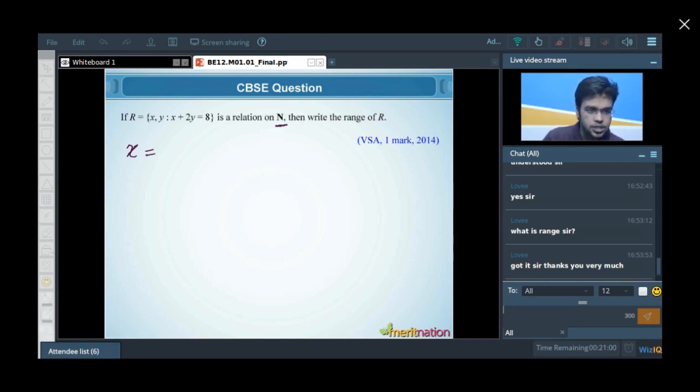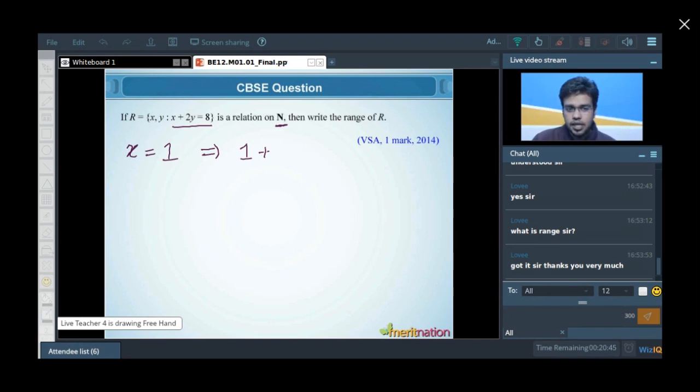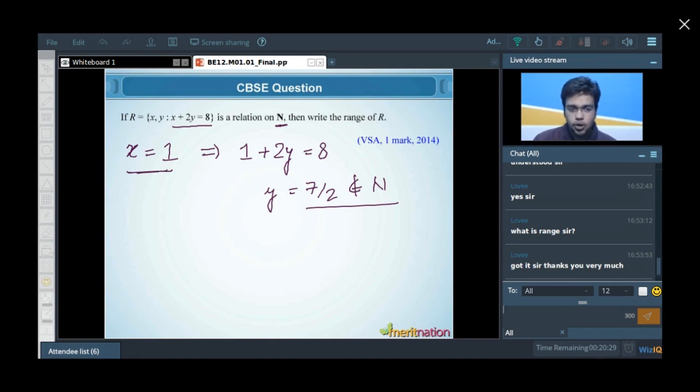Now let's look at this question. What values can x take? Our relation is x plus 2y equals 8. Now if I take x to be 1, then putting it into the relation, it will be 1 plus 2y equals 8. So what will be the value of y? It will be 7 by 2, and that does not belong to the natural numbers. So my x cannot be odd. As we saw, x cannot be odd. So what will I take?